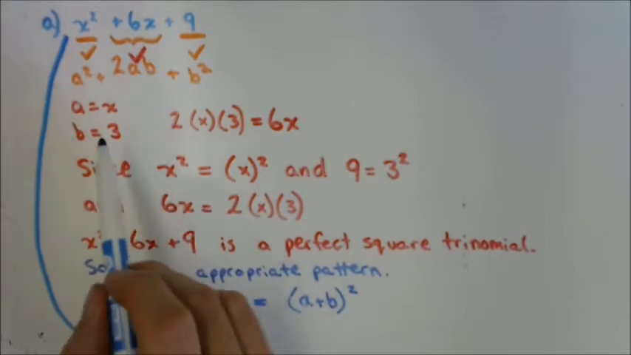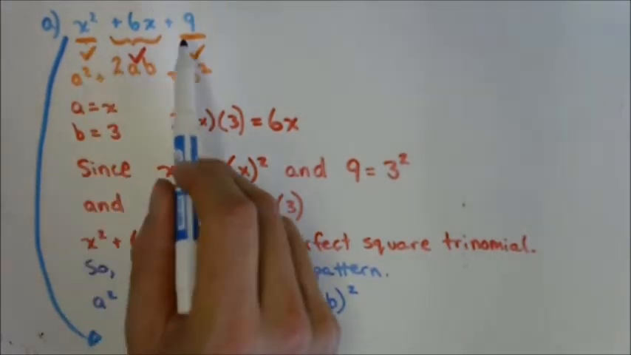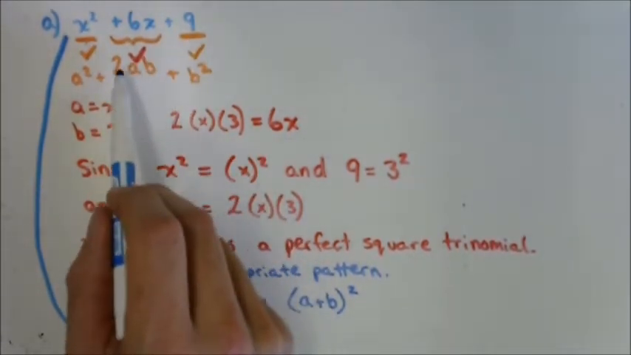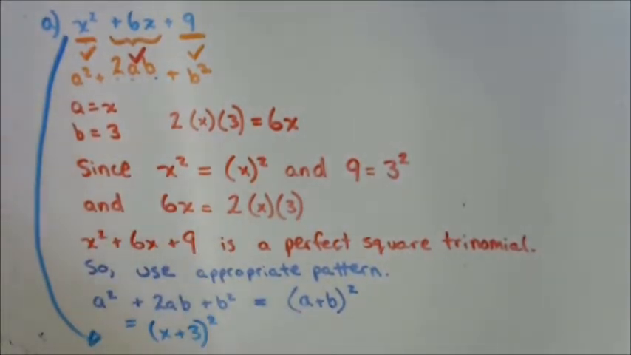So all we had to do was test: is the first term a square? Yep. Is the last term a square? Yep. Is the middle term built by 2ab? Yep. Okay, use your pattern. There it is: x plus 3 equals (x plus 3) squared.